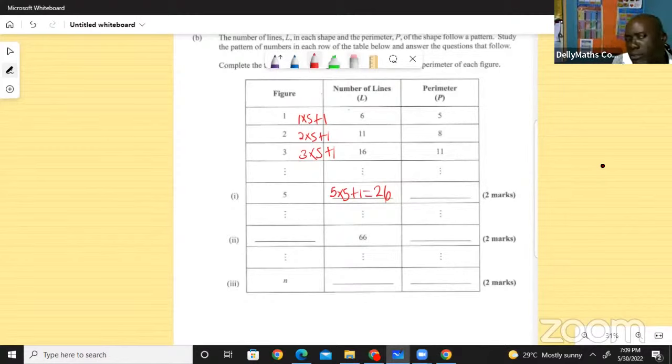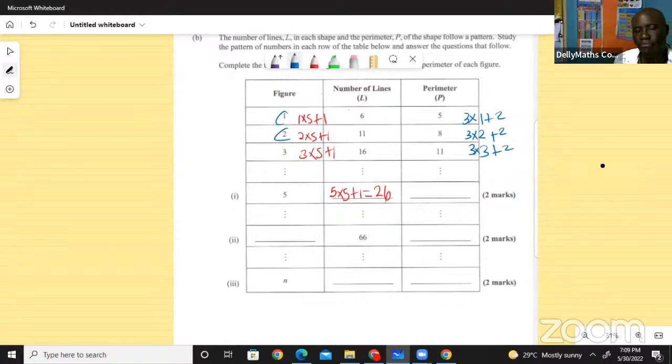Now, we want to figure out what happened from figure 1 to perimeter. Look carefully. I am seeing here in this row that it would have been 3 times 1 plus 2. That gives the 5. So it's 3 times 1 plus 2. Then for this, I'm seeing 3 times 2 plus 2. 3 times 2 there plus 2. And for this it is 3 times 3 plus 2.